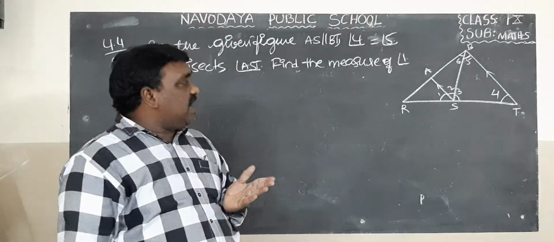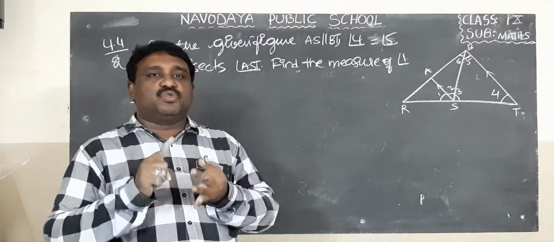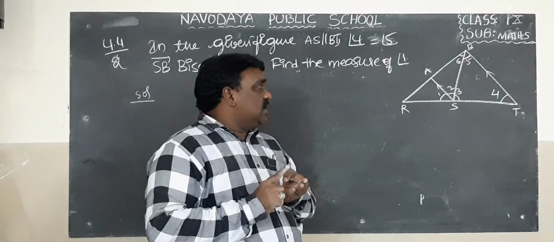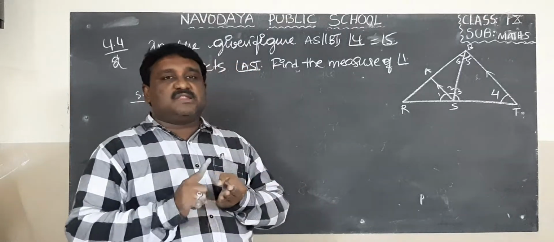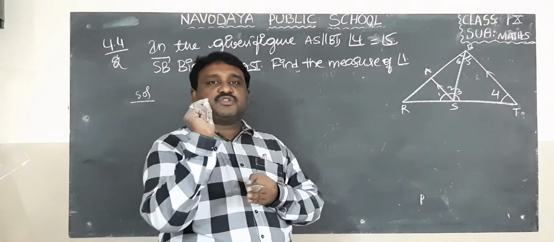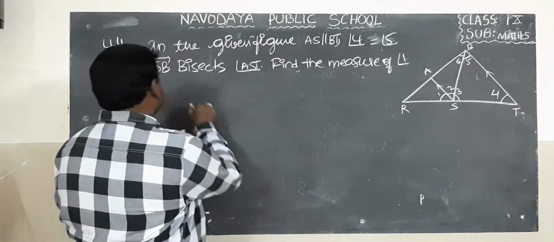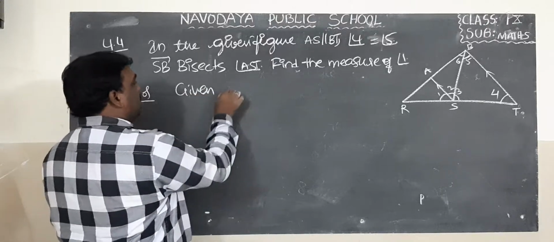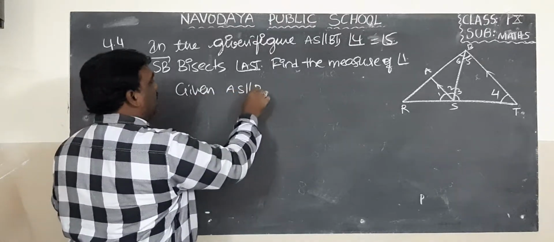Okay? At S, 3 angles: 1, 2, 3. All together, a protractor shape is visible to you. And 4 is there, 5 is there, 6 is there. They are the different angles in the diagram. We need to find out angle 1. So write what is given first. Given. What is given? AS parallel BT.